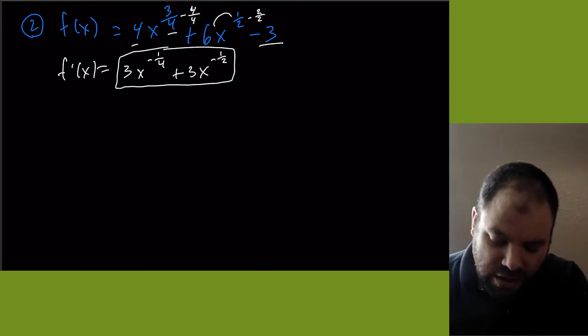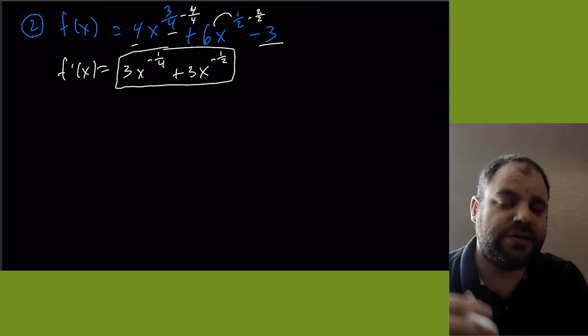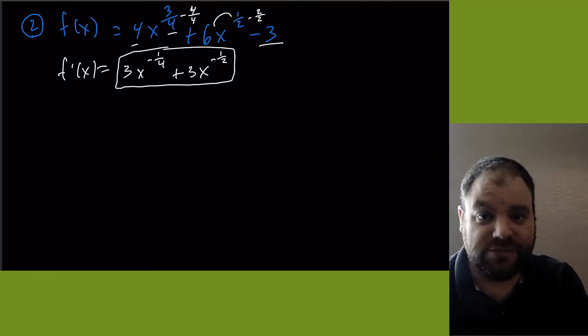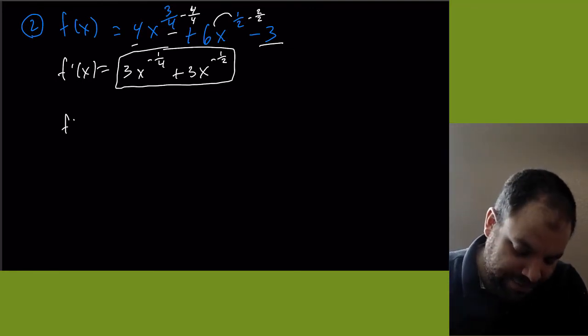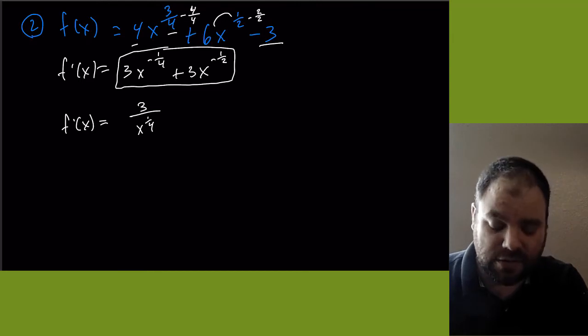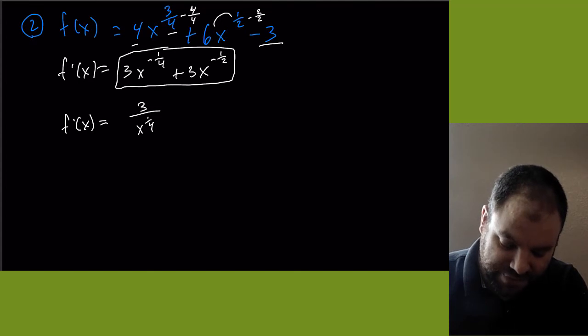Another thing you could do is rewrite this if you understand negative exponents are actually fractions. So we can write it this way. This is from algebra, but we can write this as being 3 over x to the power of a 4th. If it's a negative exponent, it's going to go to the bottom and become positive. That's what's going to happen on this fraction.